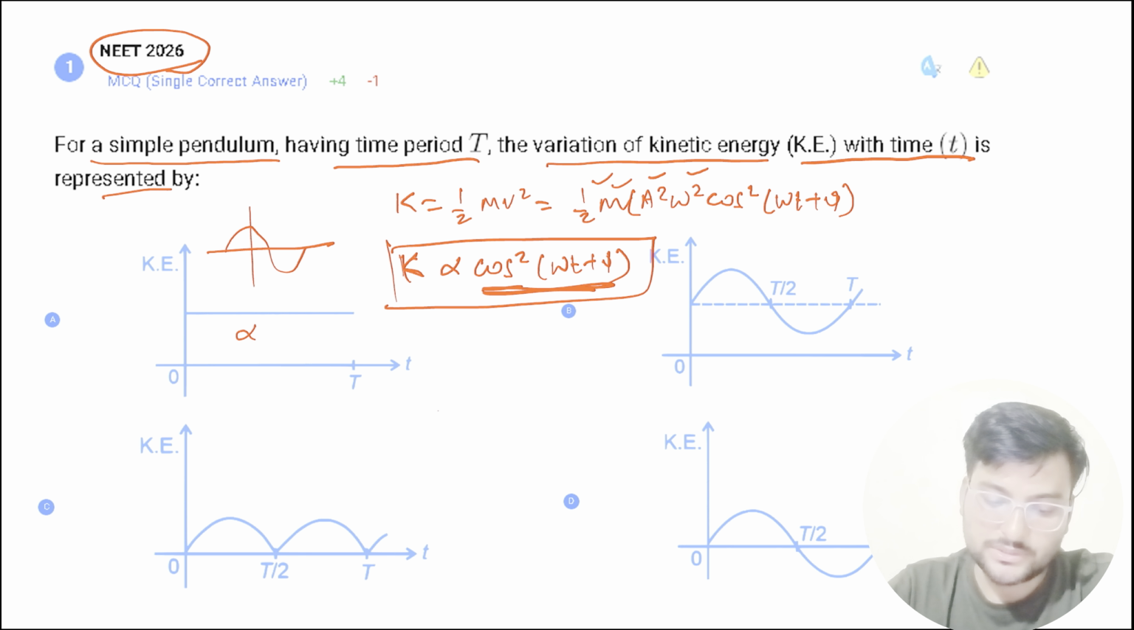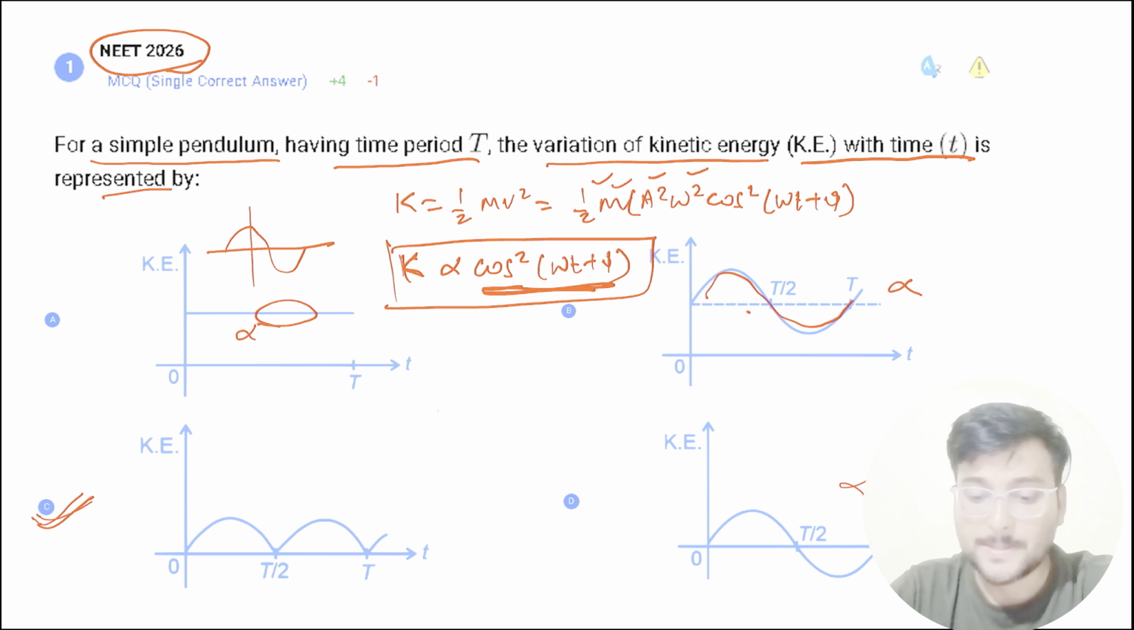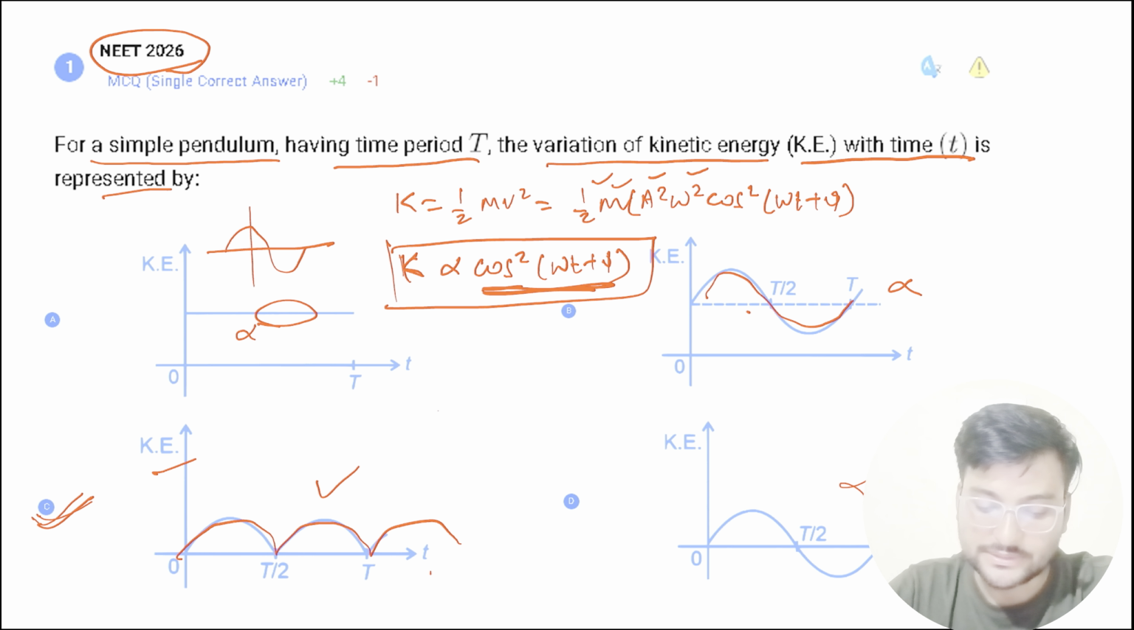Now this is not possible because this is a straight graph. This is also not possible because positive and negative both are there. This is also not possible. Only graph C will be possible in this case, where both graphs are positive in nature. So we can say that the kinetic energy and time graph is positive, right?